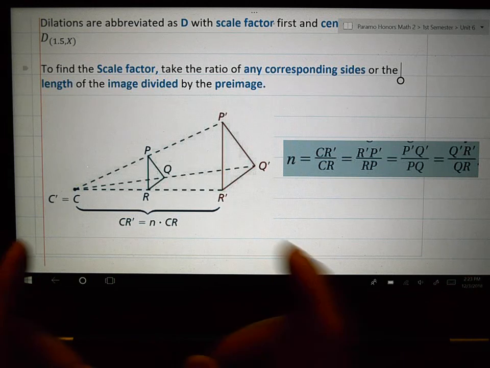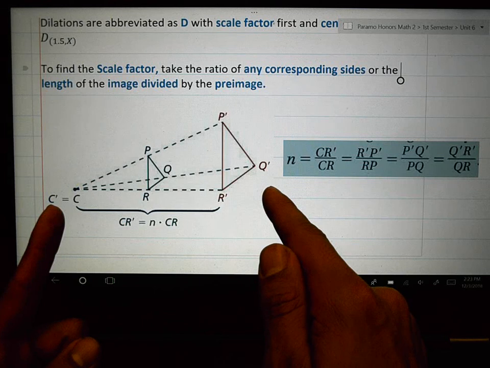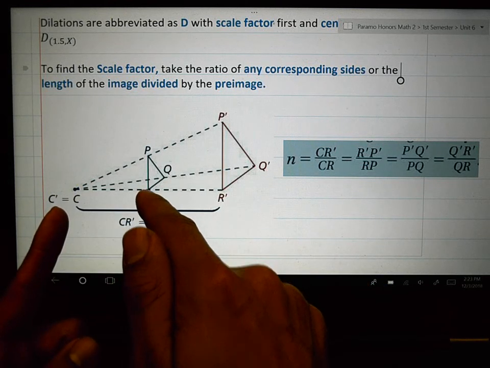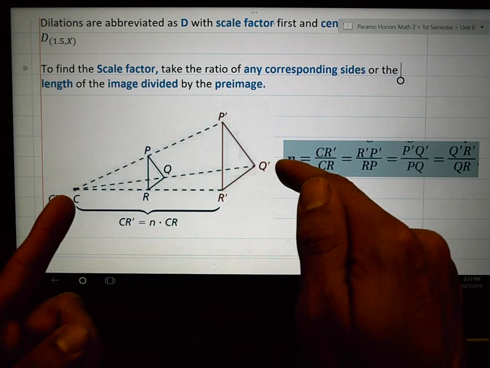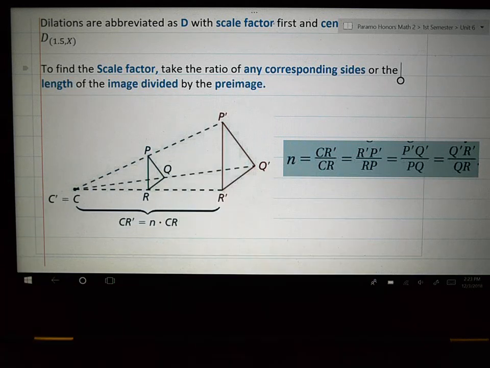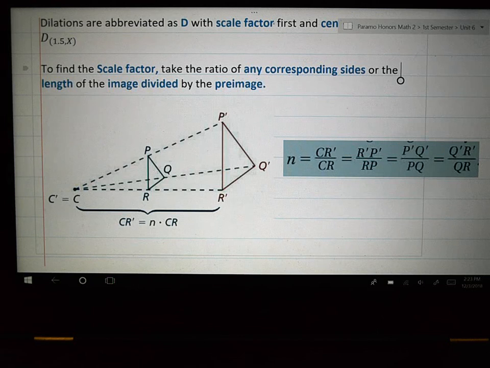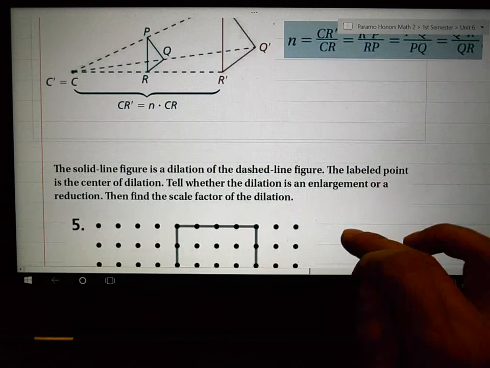As a matter of fact, you could even measure the distance from the center to the image, any single point you wanted, and divide that from the center to the original. That would equal the same thing. I could draw a line from C to Q prime and measure that and divide it by C to Q, and I would get the same ratio as the scale factor. Every single one would match up, including the X direction and the Y direction would be in the same measurements. So that's something that we're going to use to our advantage as we get into our problems.